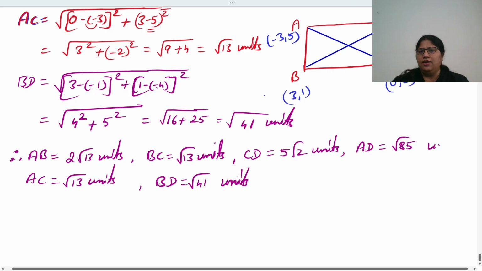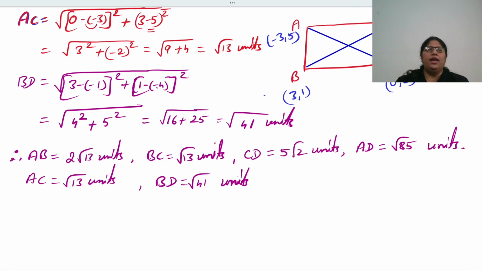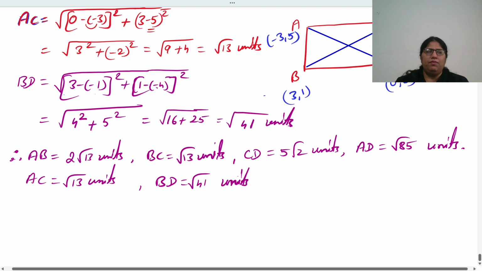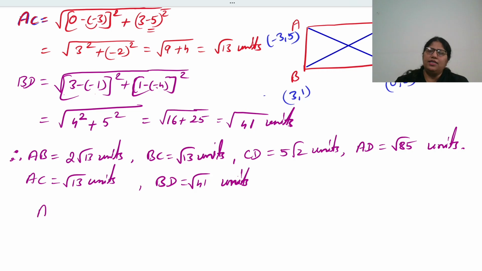Units, correct? Now, do you see here opposite sides, any two sides equal? Is AB equal to CD? No, AB is not equal to CD. Is BC equal to AD? BC is also not equal to AD. Do we have AC and BD equal in length? No, so you can see that none of the sides are equal. AB is not equal to BC, is not equal to CD, is not equal to AD. Similarly, here AC is not equal to BD.